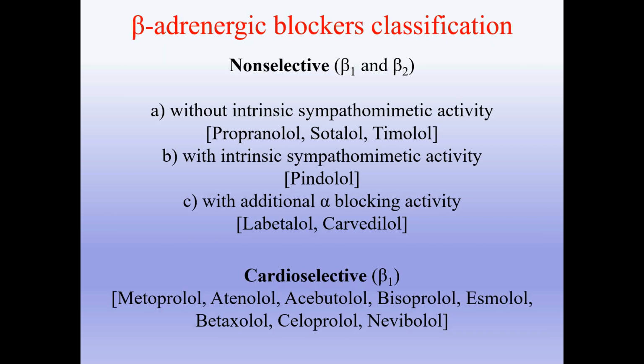The next pharmacological group is beta-adrenergic blockers. Classification: non-selective, beta-1 and beta-2. They are subclassified into those which are without intrinsic sympathomimetic activity, for example, propranolol, sotalol, timolol. Those which are with intrinsic sympathomimetic activity, for example, pindolol, and with additional alpha-blocking activity, for example, labetalol and carvedilol.